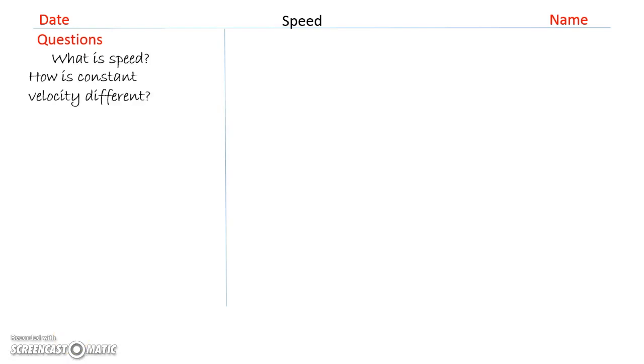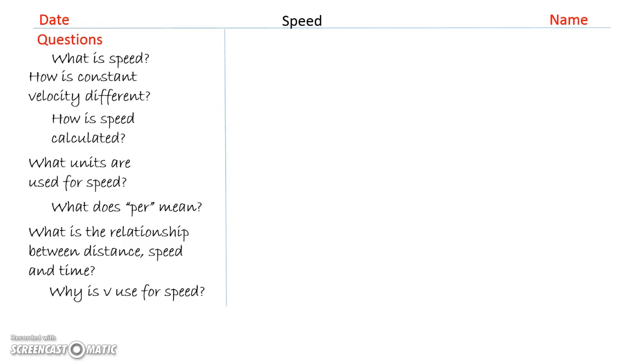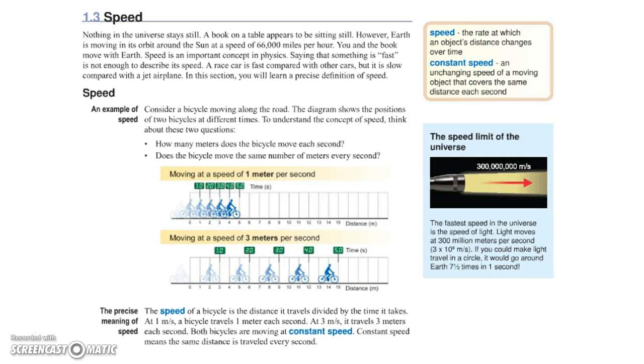So what is speed? How is constant velocity different from speed? How is speed calculated? What are the units for speed? What does the word per mean? And what's the relationship between distance and speed? The last one I had was why is v used for speed? Now I'll start going through the text and read to answer those questions.